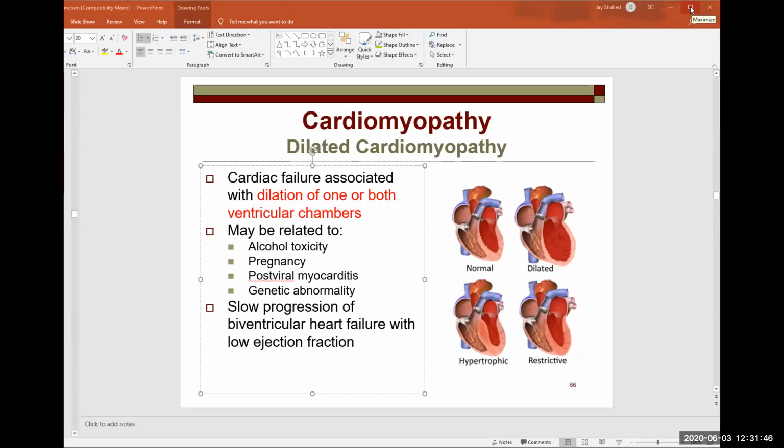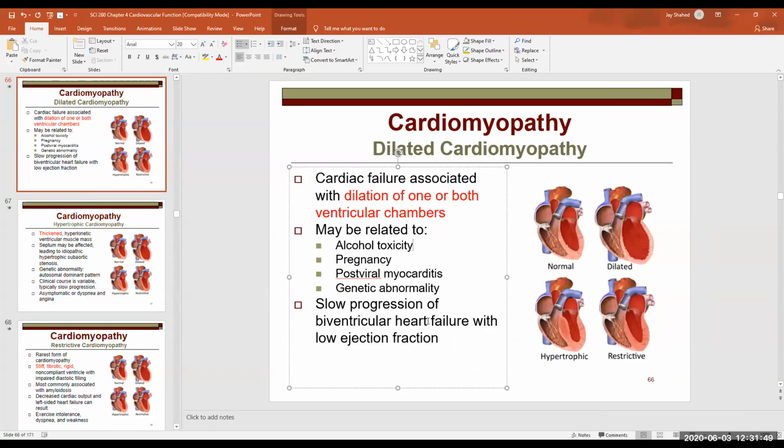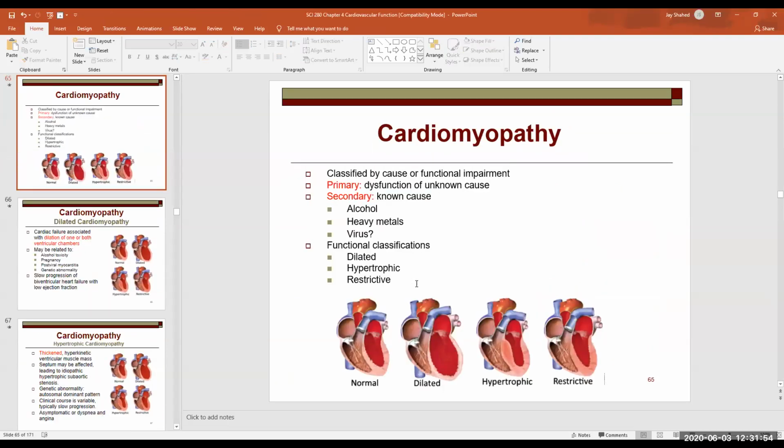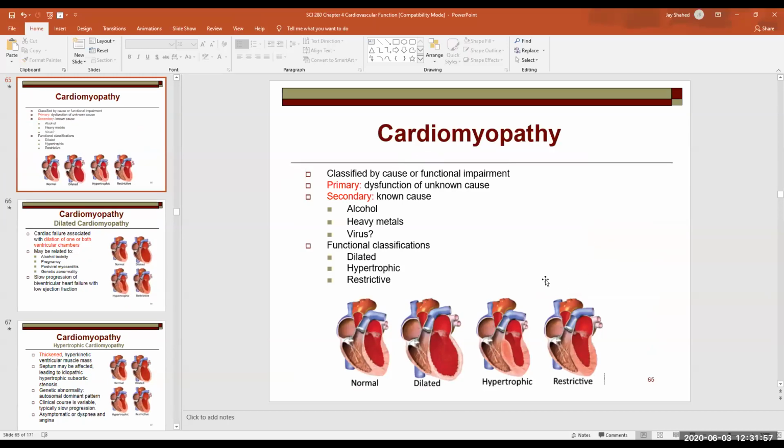We've been dealing with the cardiovascular system, and we got all the way to cardiomyopathy. So we started talking about cardiomyopathy. When we say cardiomyopathy, basically it is an abnormality within the cardiac muscles. There are three different types that we look at. We have the dilated type, the hypertrophic type, and then the restrictive type.